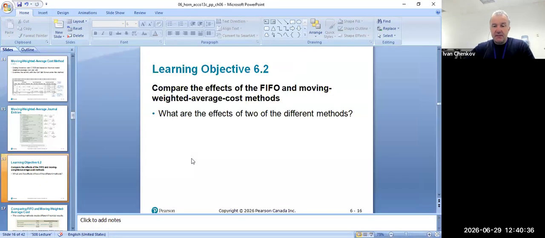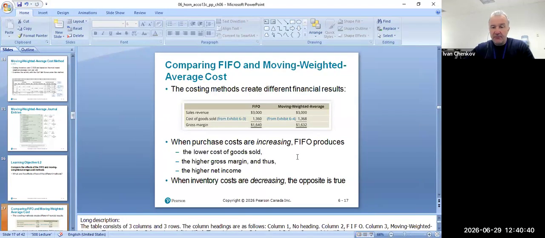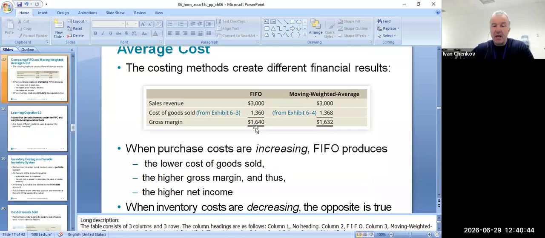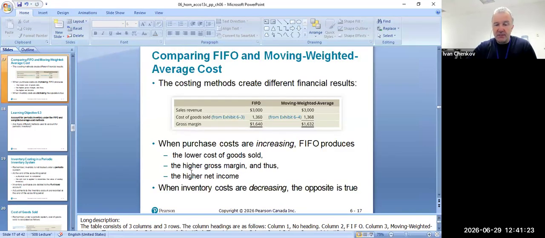So let's compare here the effect of both methods. What's going to happen is, if we're using first in, first out, our cost of goods sold is lower, which drives the gross margin higher. On the weighted average, when the price is going up, it's catching up with the prices. So our cost of goods sold is a little bit higher and the gross margin is a little bit lower. But again, the ending balance of the inventory here is a little bit lower, whereas the ending balance of first in, first out will always be higher when the price is going up. So again, if the purchase cost is increasing, first in, first out produces lower cost of goods sold, higher gross margin, higher net income, higher ending inventory.